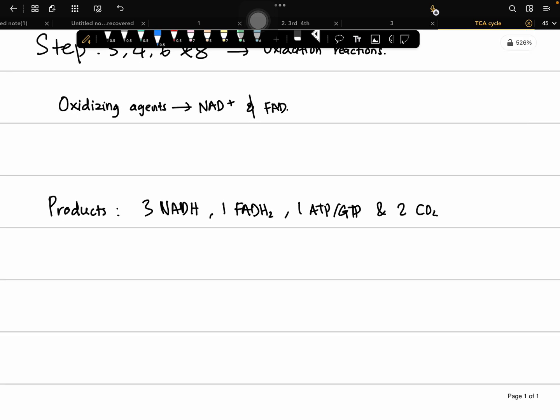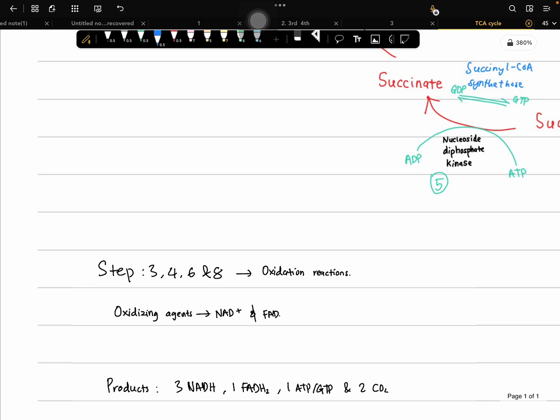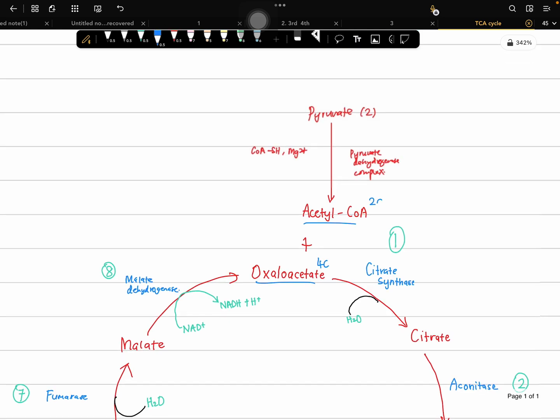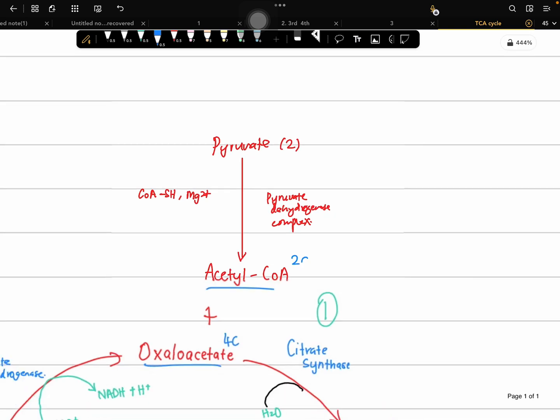And then the products of the TCA cycle are 3 NADH, 1 FADH2, 1 ATP or GTP, and 2 carbon dioxide as byproducts. So the final product will be 6 NADH, 2 FADH2, 2 ATP or GTP, and 4 carbon dioxide, because the TCA cycle will occur 2 times, as we have 2 pyruvate here. So that's all for my explanation.